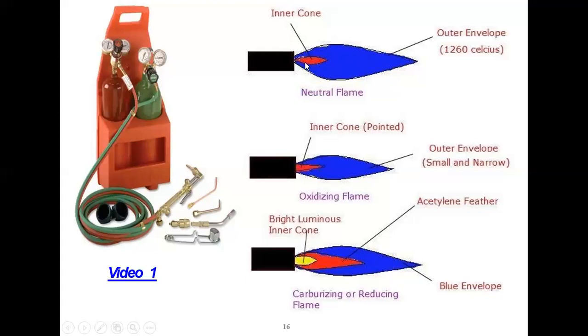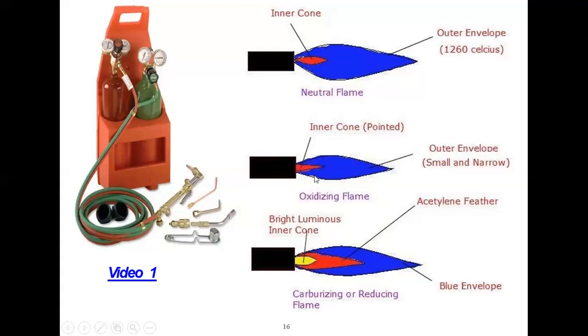There is a temperature difference between this portion and this outer portion. This inner portion is called the inner cone. The temperature of this inner cone in case of this neutral flame is near about 3,200 degrees centigrade. And this outer side is called the outer envelope. In case of this outer envelope, the temperature will be less than the inner cone, and the temperature is already written here.